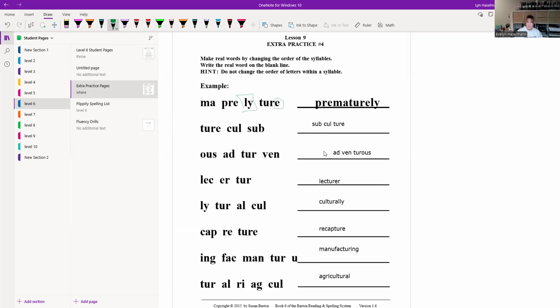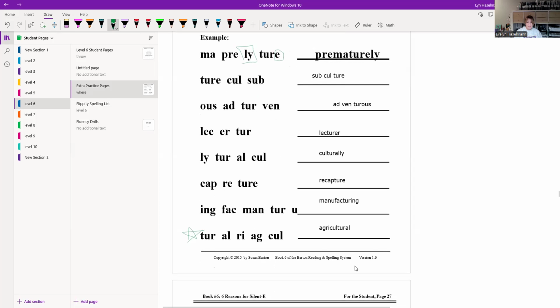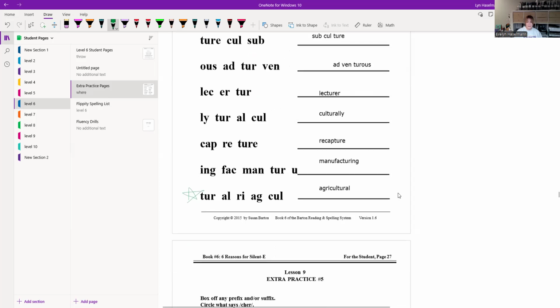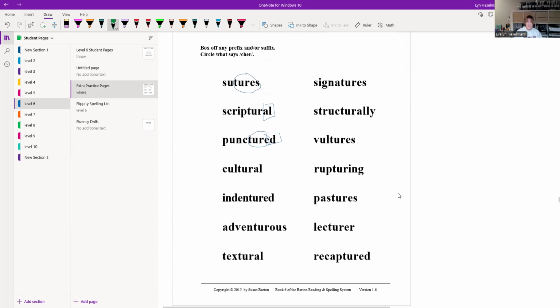But we've got subculture, adventurous, lecturer, culturally, recapture, manufacturing, and agricultural. You know, not a lot of kids know what agriculture means anymore. It might be one that they will need help with too. Maybe lecturer would also be tricky. Yeah, it's an er, so that's also tricky.